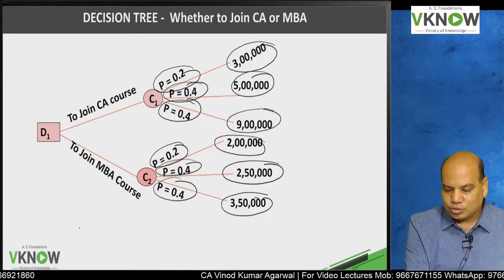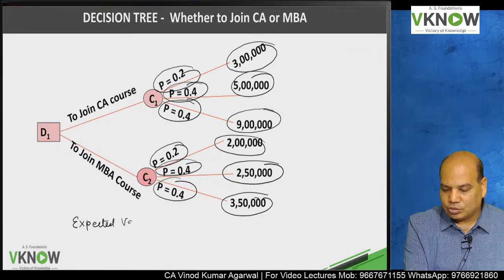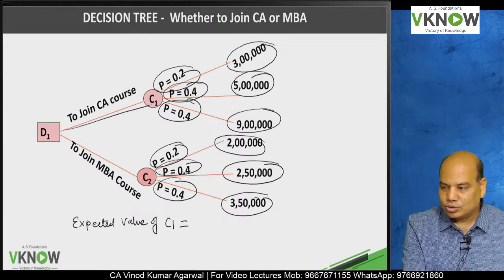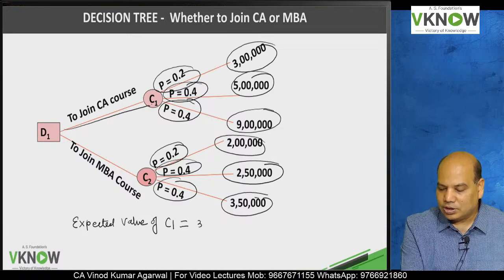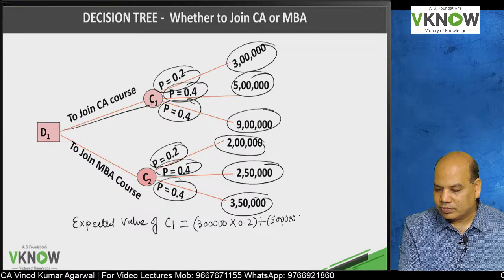So then I am going to calculate the expected value of C1. What do you mean by C1? C1 means to do the CA course. Expected value means I will take all the outcomes and I will multiply by their probabilities.